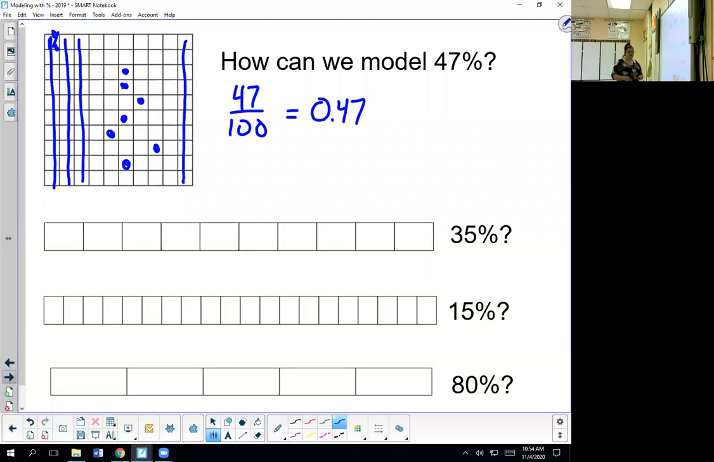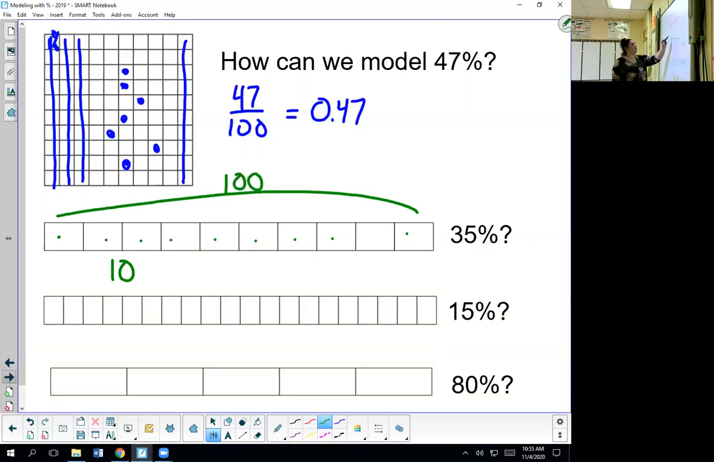Now, how do I shade in 35% here? Well, first you have to figure out what each one is worth. I have 1, 2, 3, 4, 5, 6, 7, 8, 9, 10. I have 10 boxes, and the whole thing is 100, right? So 100 cut into 10 pieces gives me 10 in a piece. So this is 10, 20, 30, 40, 50, and so on. Here's 50%. So my answer is going to be less than 50%. So I should be over on this side. I'm shading 35% though.